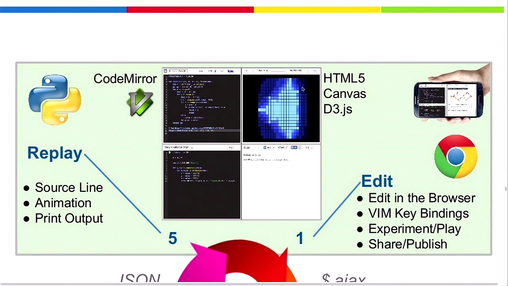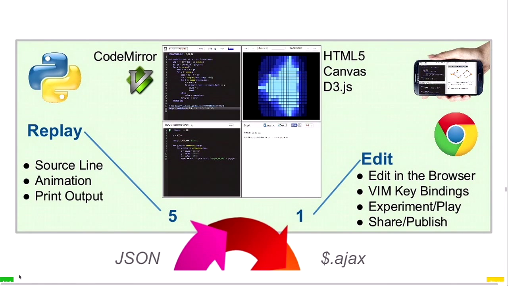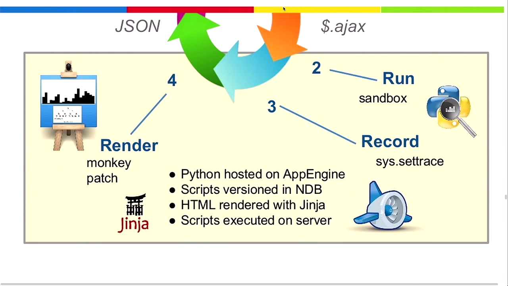So how does it work on the server side? On the server side, we receive the request for the algorithm and the visualization script. And I run that in a sandbox. There's a special piece of Python that I wrote to make sure that you don't import sys, you can't go to the file system, you can't open URLs, things like that. And then I record every single line.